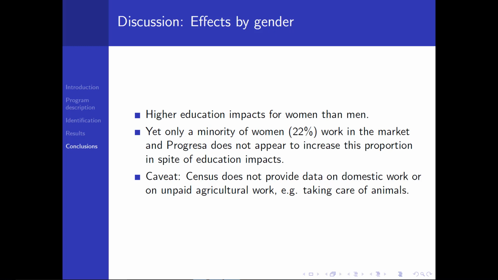I'll just close with a caveat that the census does not provide data on domestic work or on unpaid agricultural work, such as taking care of animals, which women tend to do more.